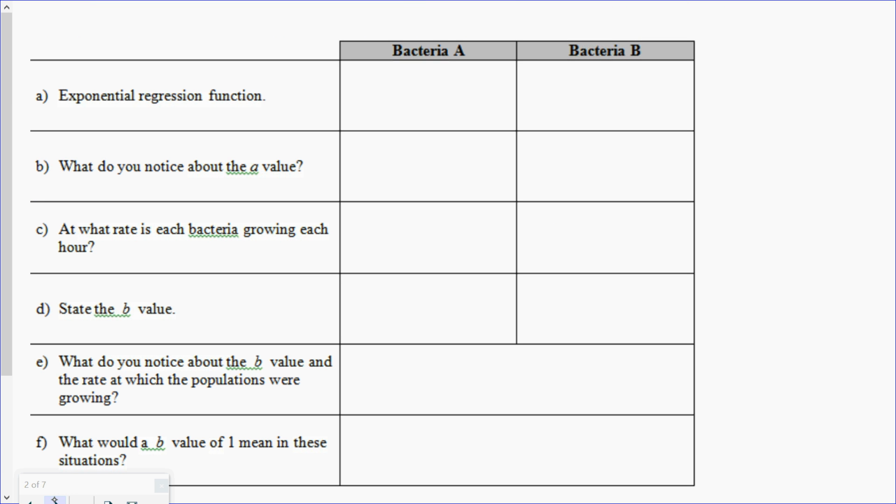Once you've done the regression, again, I don't have either a TI or a Casio in front of me, but you're going to scroll until it says EXP REG, that's exponential regression, putting in L1 and L2 for bacteria A and bacteria B separately. When you do the regression function, it gives you your a value and your b value, knowing that your form is y equals a times b to the power of x. So bacteria A should get you y equals 4 times 2 to the power of x.